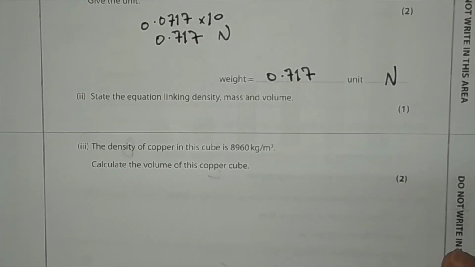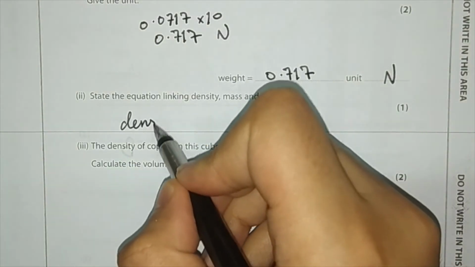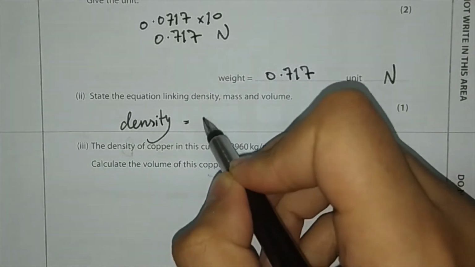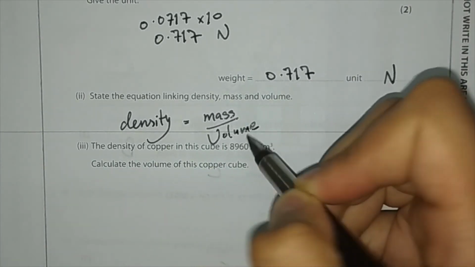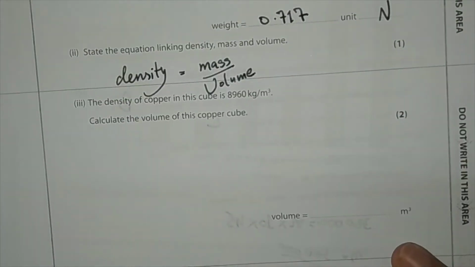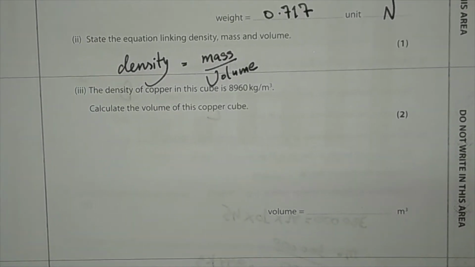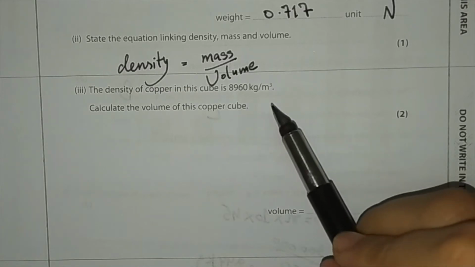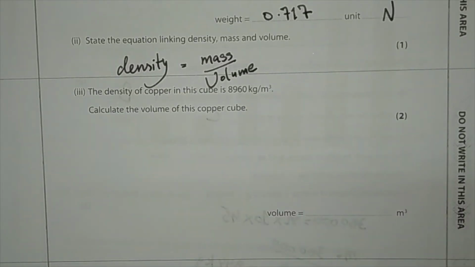Part 2. State the equation linking density, mass and volume. I'm sure everybody is aware of this. So density is equal to mass over volume. Mass divided by volume. Okay. Part 3. The density of copper in this cube is 8960 kg per meter cubed. Calculate the volume of this cube.